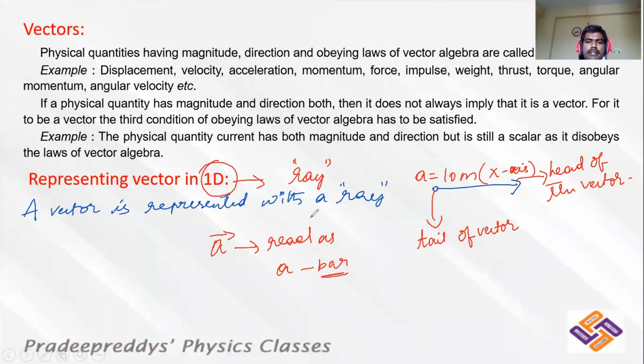This is how you will be representing a vector with a ray, where the point at which it starts is called the tail of the vector, and the arrow mark at the head is known as the head of the vector. In order to specify a physical quantity as a vector quantity, you need to put one arrow mark on its head. It represents that it is a vector. Read it as vector A bar. Similarly, B bar, C bar, D bar. What do these all represent? These all are representing vectors. It should be noted that the arrow mark on the head represents that it is a vector quantity.